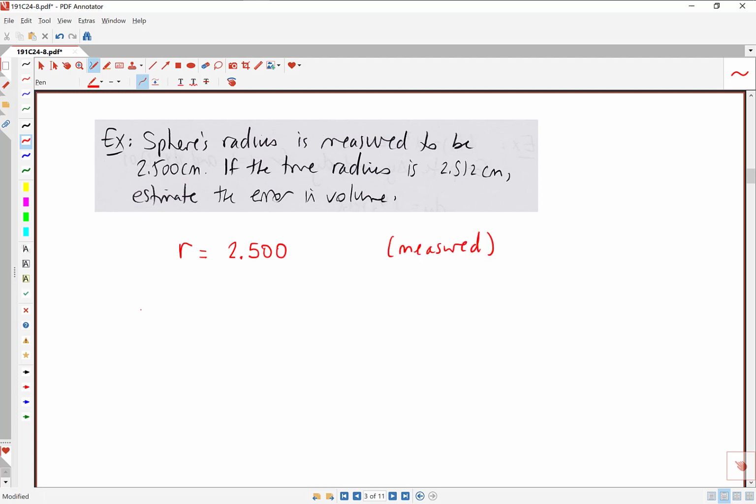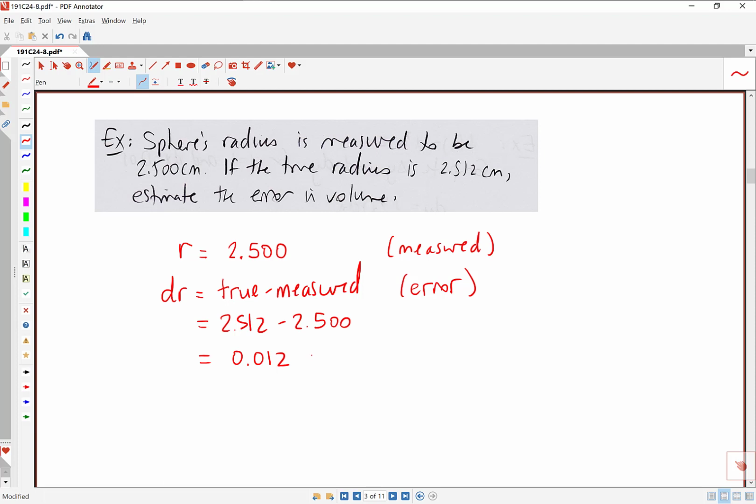Okay, and then we need a sense of how much r is changing. So you can think of this as the error in r. It's how much we're actually off by. And the way you get that error is you take the true value minus the measured value. So the true value 2.512 minus the measured value, which was 2.500, gives us an error of 0.012 centimeters.